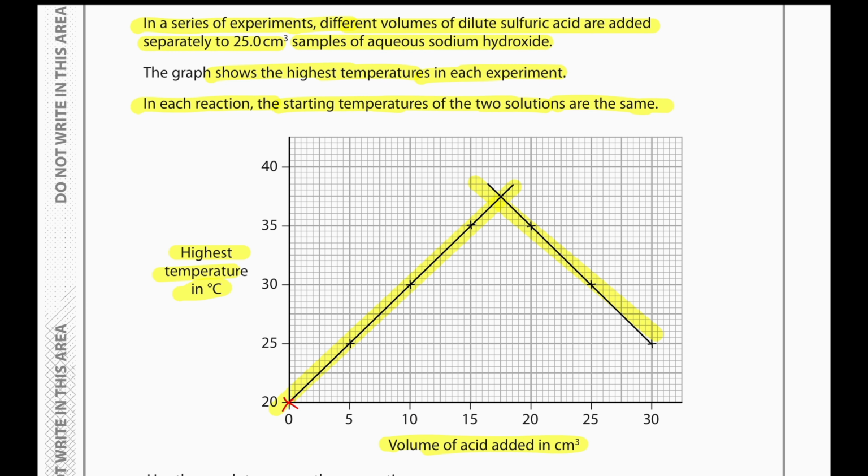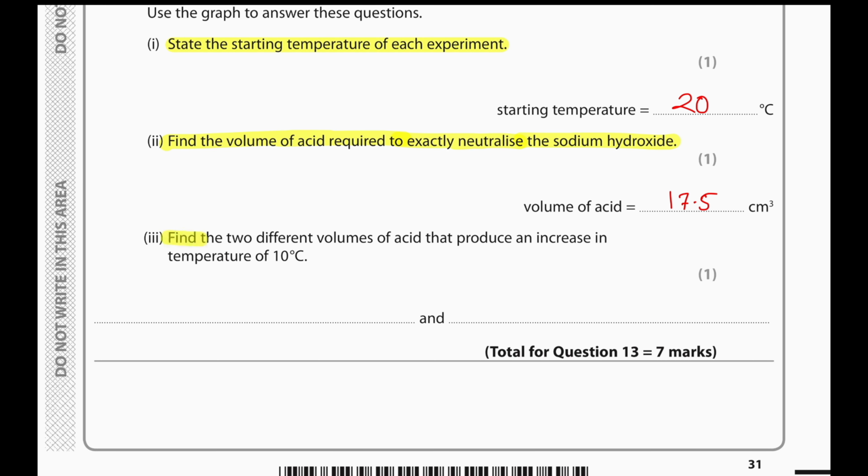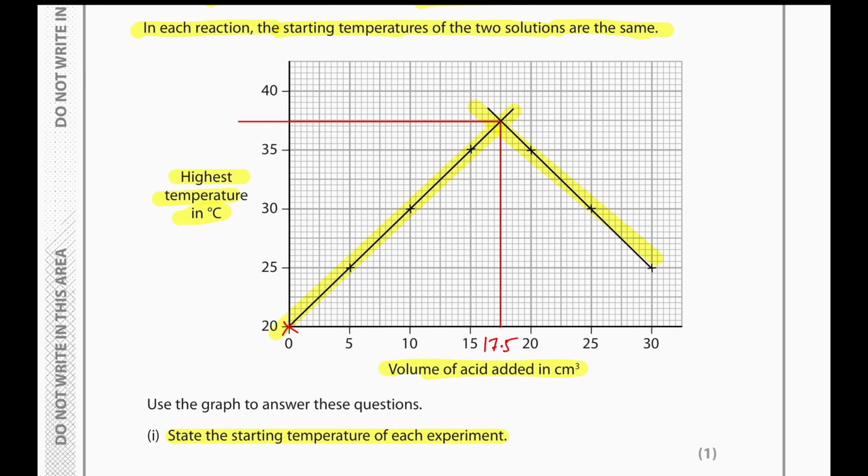So to do that, we will have to extrapolate. So the volume of acid needed in this case is 17.5 cm³. Find the two different volumes of acid that produce an increase in temperature of 10 degrees Celsius. So we can see at 10 cm³ there is an increase in temperature of 10 degrees Celsius, and at 25 cm³ we can see that there is an increase in temperature of 10 degrees Celsius.